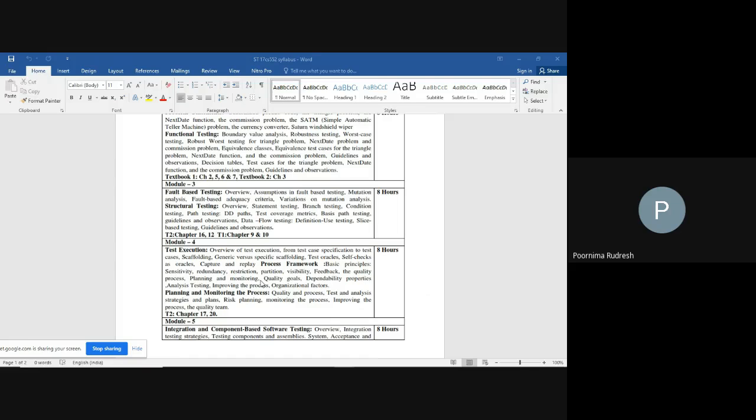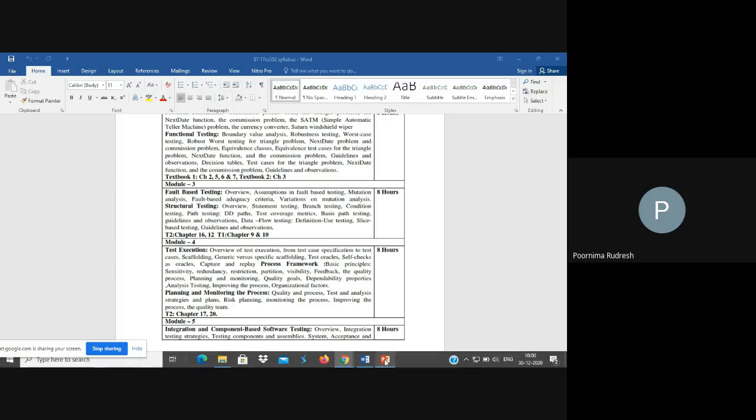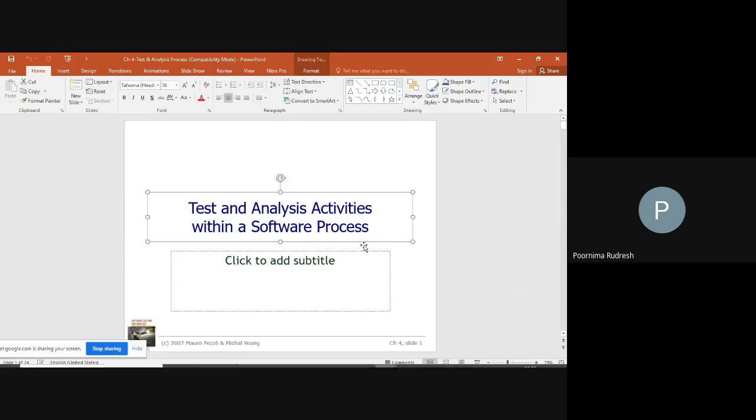In this you are going to study what the quality process is, then quality goals, dependability properties, analysis, testing, improving the process, and organizational factors. So today we'll start that chapter, that is, test and analysis activities within a software process. This is chapter number 4.